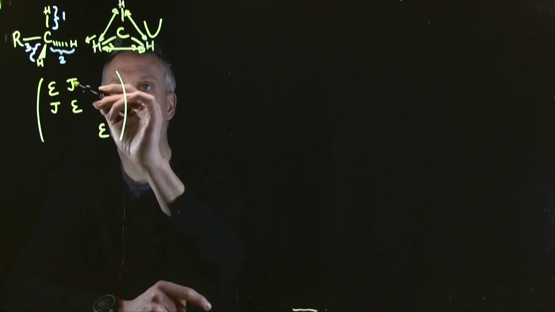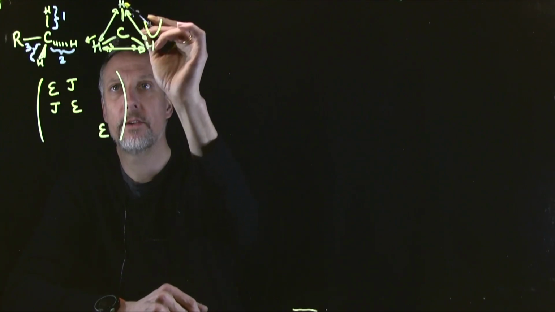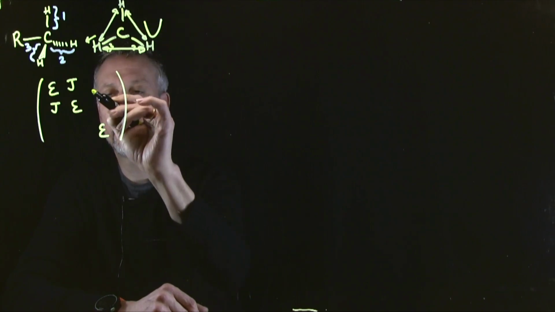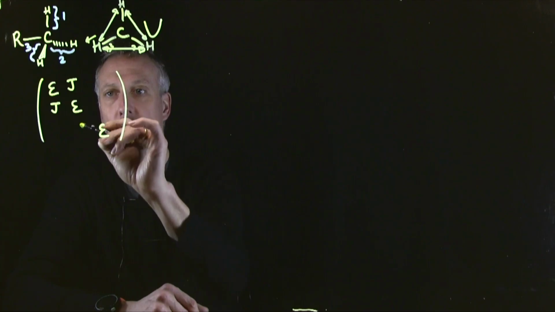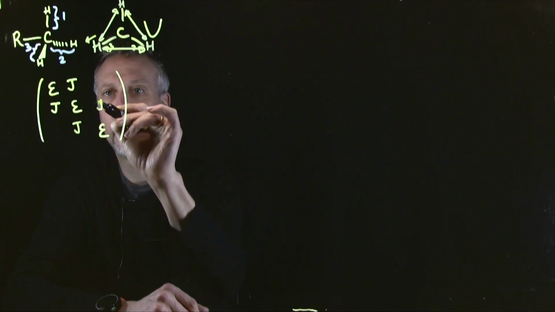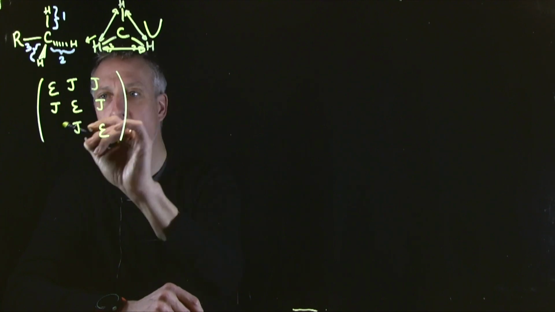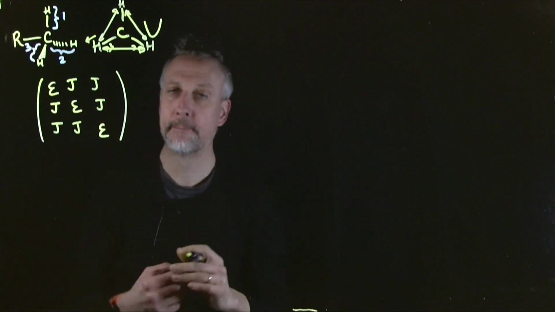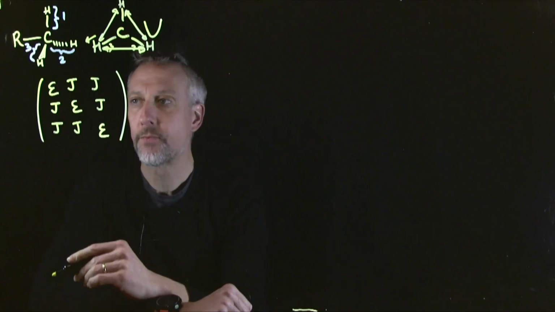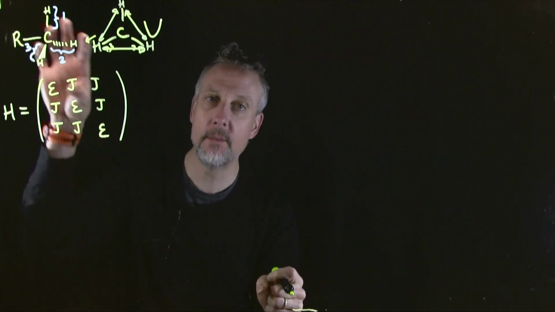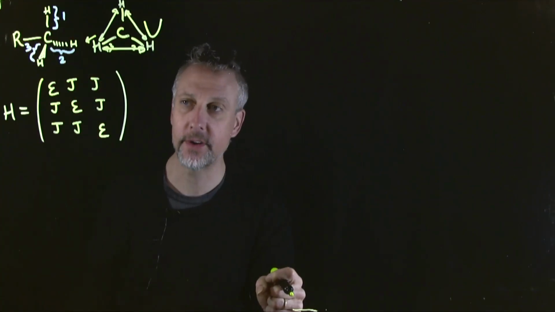Now, why did I put it there? Because 1 and 2 are connected to each other. Sorry, 1 and 2 would be here and here. 2 and 3 are connected to each other. So this is 2 and 3, 2 and 3. And 3 and 1 are connected. So in fact, I have J's everywhere in this matrix. So this is my Hamiltonian for the CH stretches of a methyl group with this symmetry that we have here.